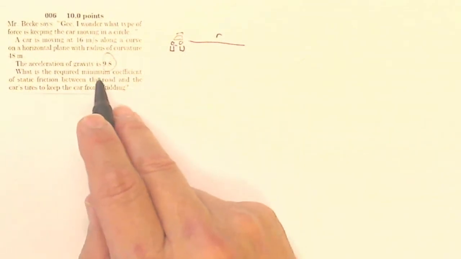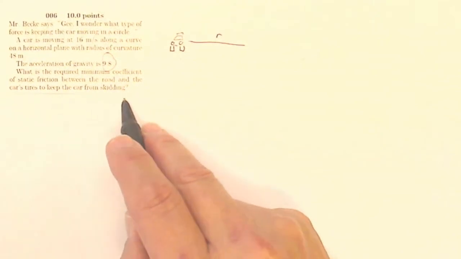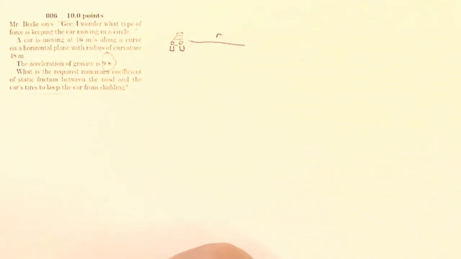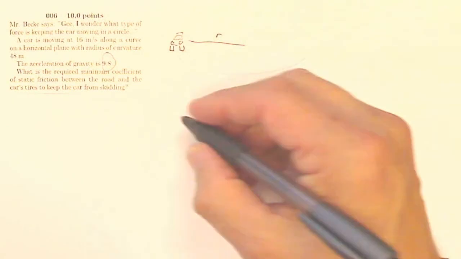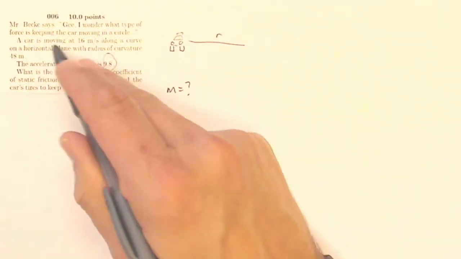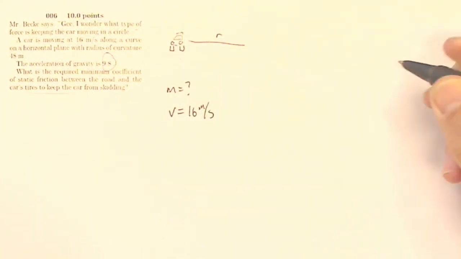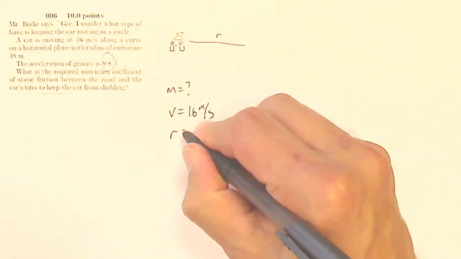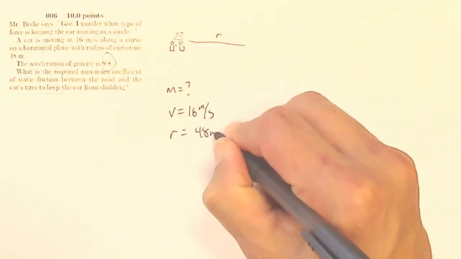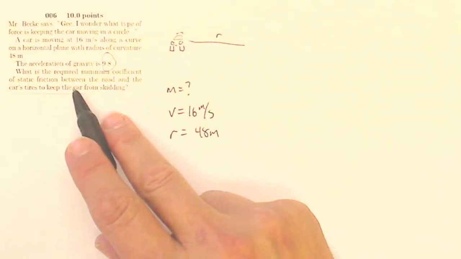What is the required minimum coefficient of static friction between the road and the car's tires to keep the car from skidding? Doesn't seem like I have much information there. I don't have the mass of the car. I do know the speed. It's moving at 16 meters per second. And I do know the radius is 48 meters. So what's going on here?